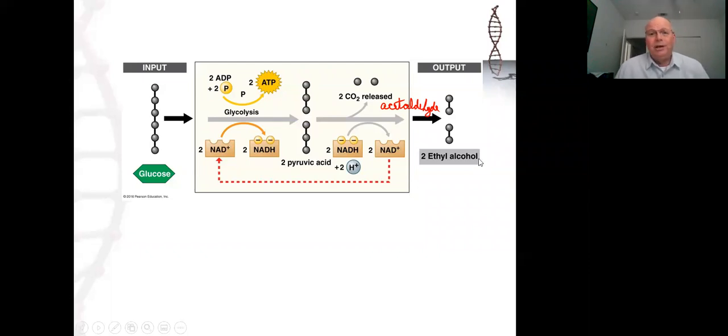But of course, if you do a reduction, you've got to have an oxidation. And that means that the electrons from NADH that carry out the reduction of the acetaldehyde to alcohol also leave the NADH now in its oxidized form NAD+, which allows glycolysis to continue.